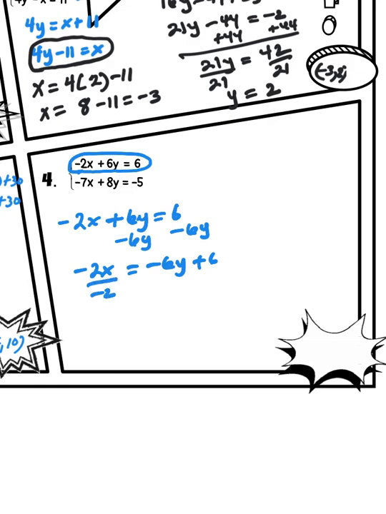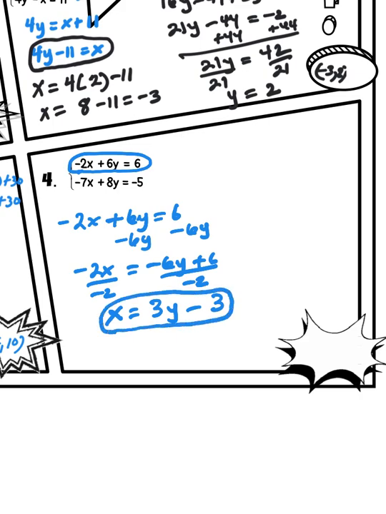Once again, I'm going to divide by negative 2, and these are divisible. So I have negative 3, no, it'd be positive 3, I take that back. 3y minus 3. Negative 6y divided by negative 2 is positive 3y. 6 divided by negative 2 gives you negative 3. So this is the equation we're going to be working with, and we're going to substitute into this equation.